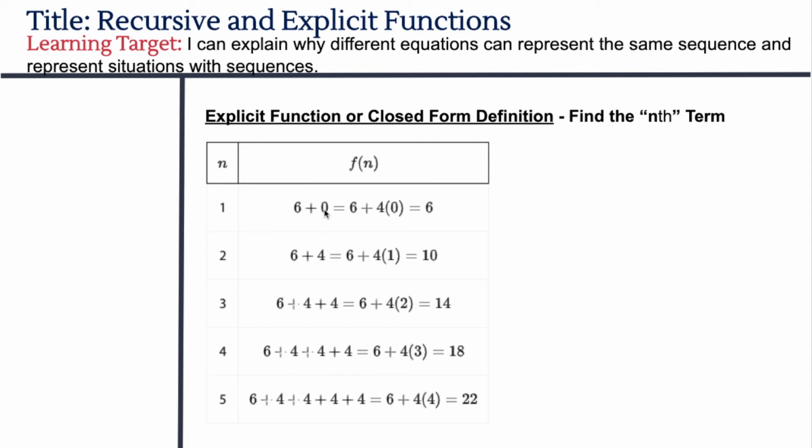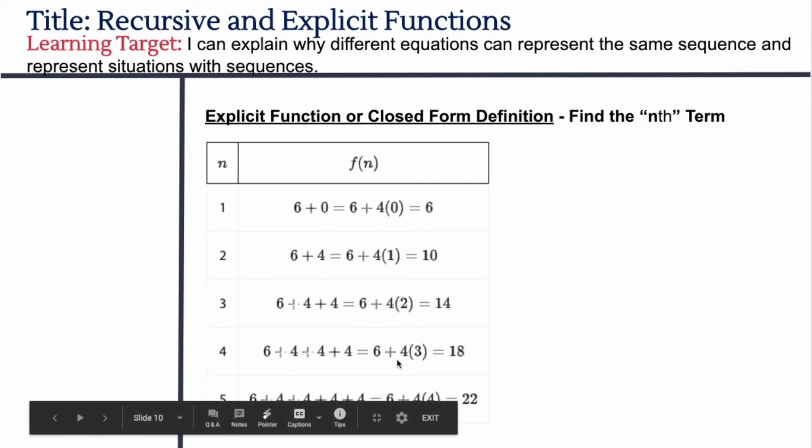So let's remember that. I have 6 plus 0, and I've represented it this way. I think you're going to see why in just a second. 6 plus 4 times 0. And then now I'm adding a 4 to it, so I got 6 plus 4 times 1. And now, to get to the next one, I'm going to add 4 again. So 6 plus 4 plus 4, or 6 plus 4 times 2, and so on. So every time I'm adding an extra 4 in there.